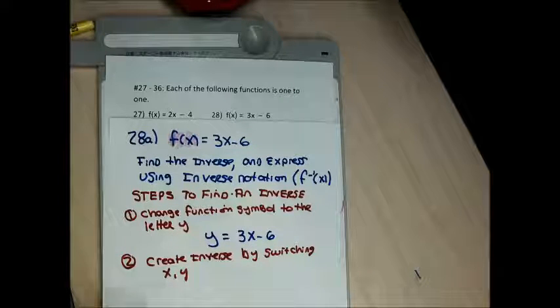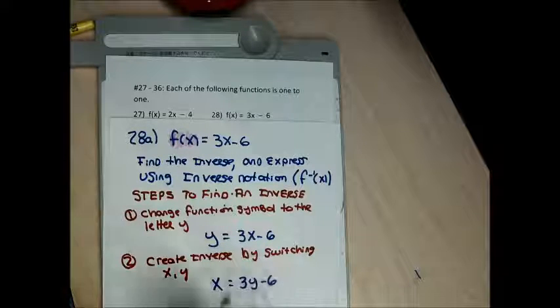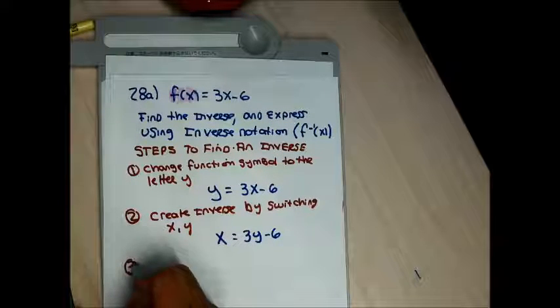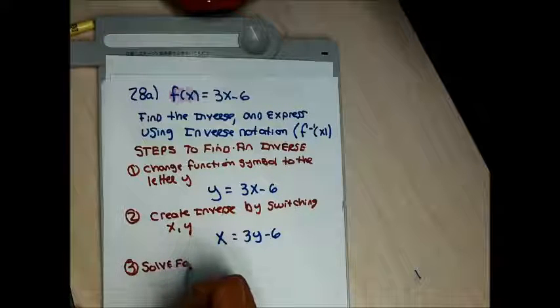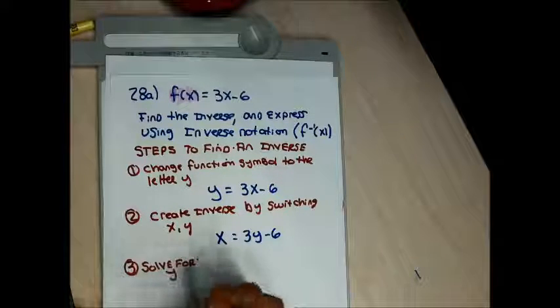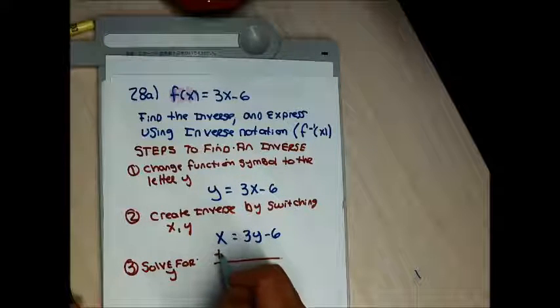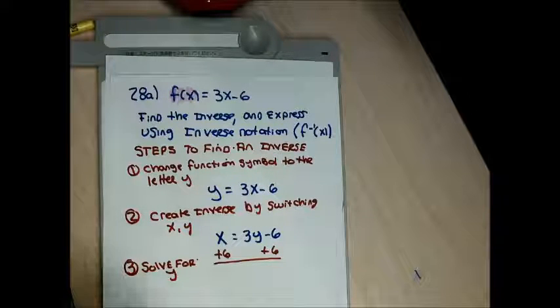So I'm going to go x equals 3y minus 6. I'm actually done, but it's rare to have a function not solved for y. So I'm going to do some algebra and solve this for y. So my step 3 is going to be to solve for y. And there's some flexibility here when I go to solve for y in terms of how I write my answer. I'm going to add 6 to both sides and divide both sides by 3.